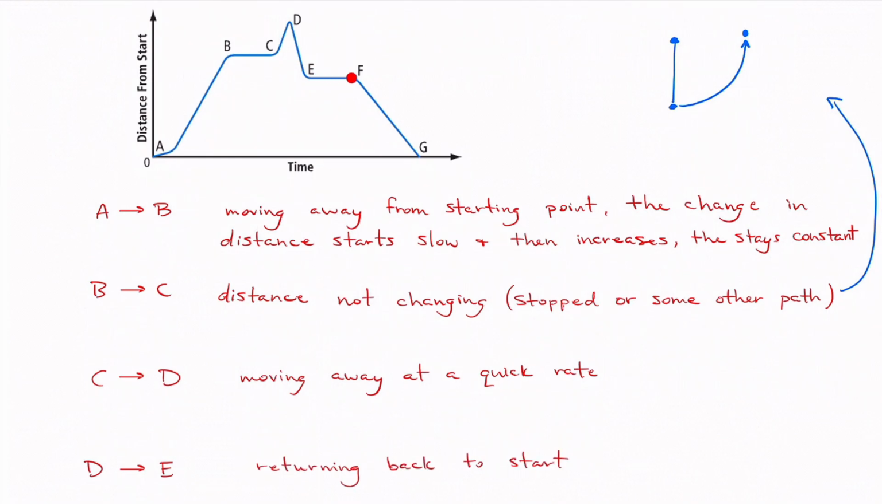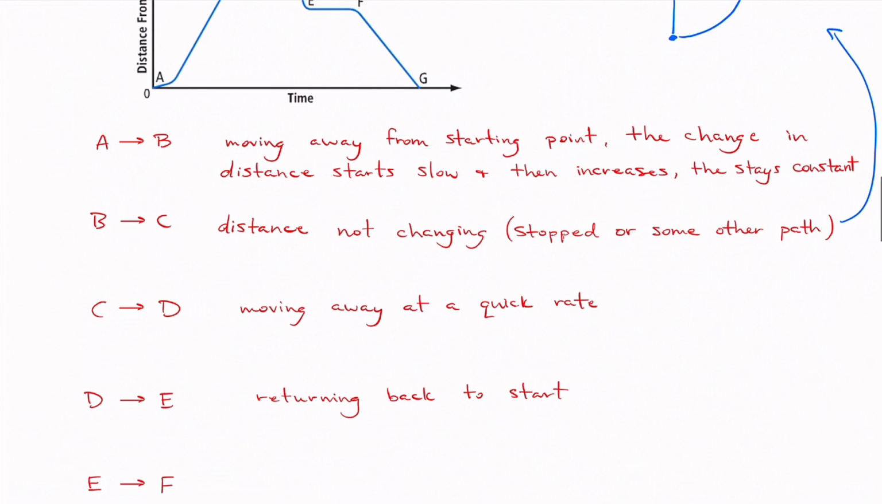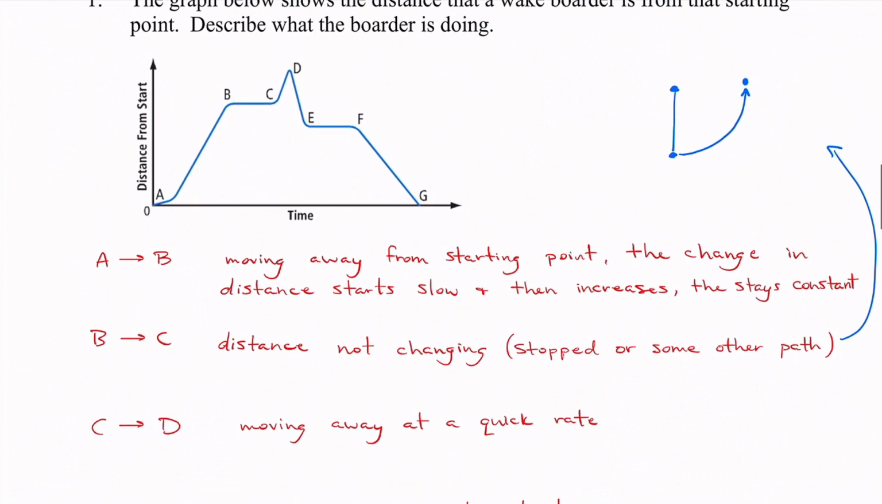Now we're from E to F, and in here this is a flat spot again. So just like this flat spot, we can write something similar to this. The distance is not changing. Okay, so we're stopped or we're on some other path, like that circular path that I described up here.